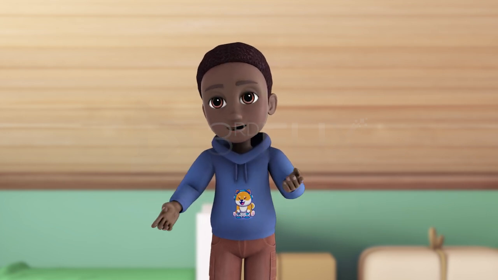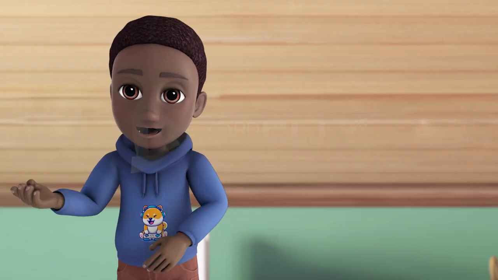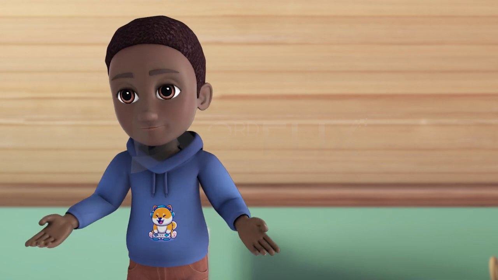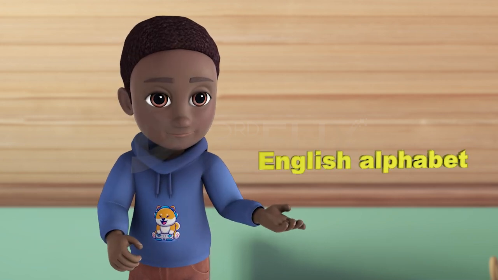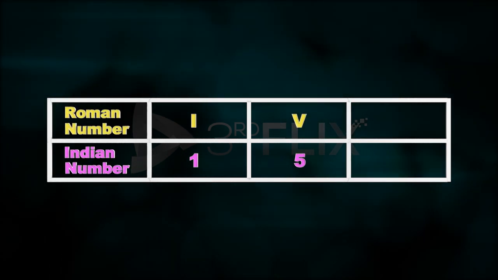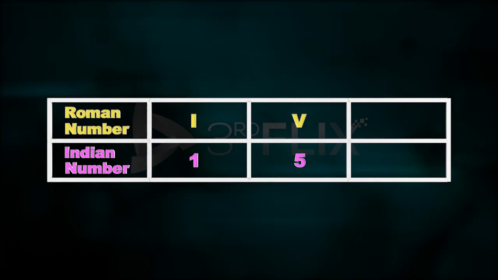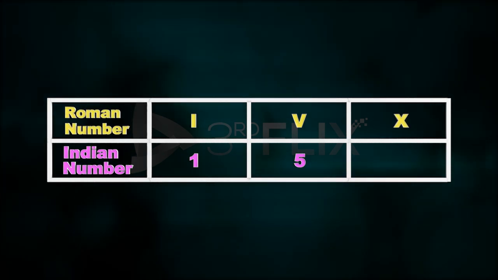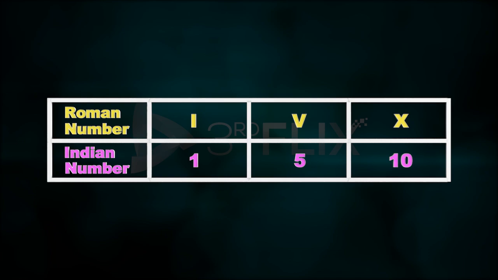In the Roman number system, the numbers are represented by the English alphabet. Roman number I, Indian number 1. Roman number V, Indian number 5. Roman number X, Indian number 10.